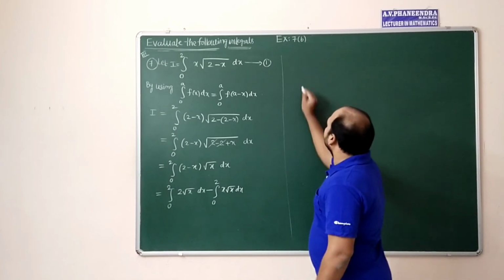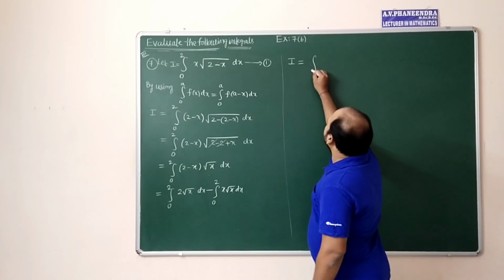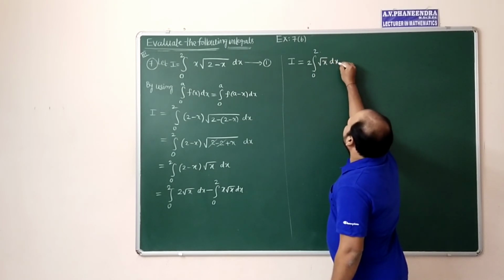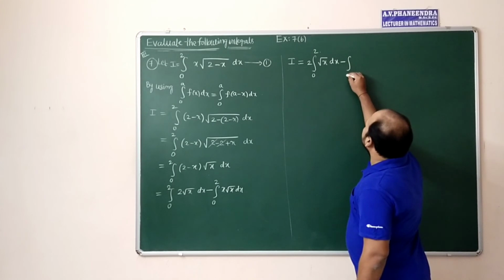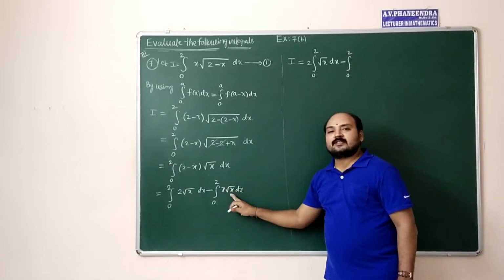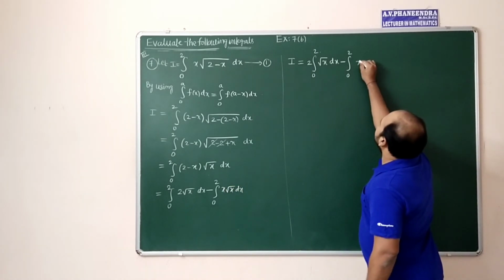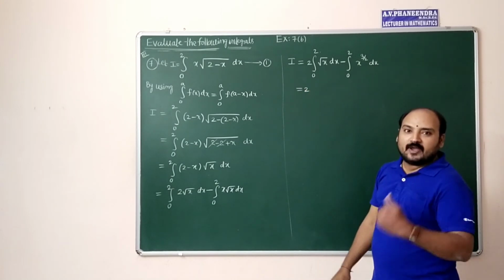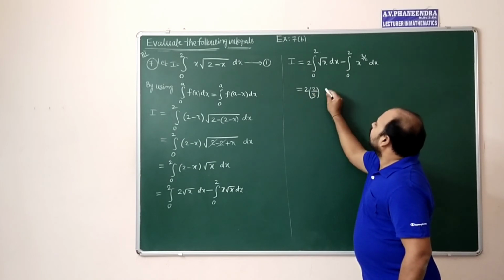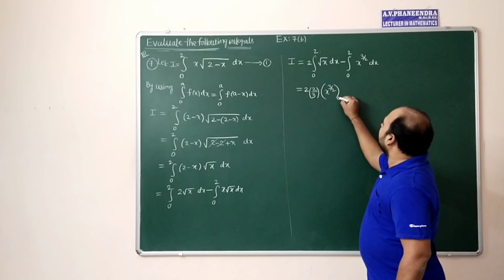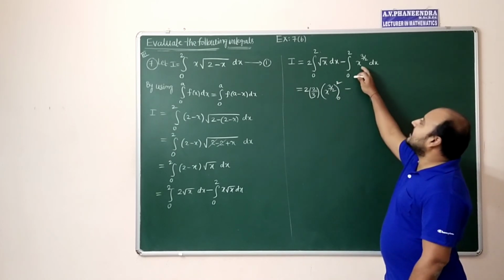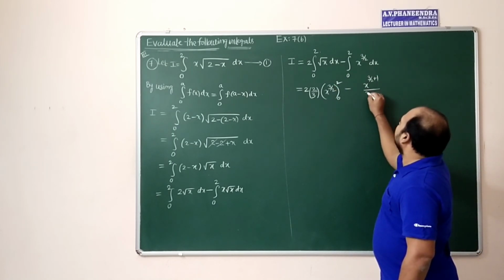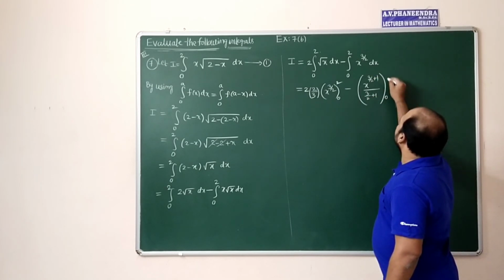So now I equal to integral 0 to 2, constant 2 you can take outside, root x dx minus integral 0 to 2 of x root x. x power is 1, root x is x power 1 by 2, 1 by 2 plus 1 is 3 by 2, so x power 3 by 2 into dx, which is equal to 2 into integral root x, that is 2 by 3 into x power 3 by 2, apply the limit 0 to 2, minus integral x power 3 by 2, that is x power 3 by 2 plus 1 divided by 3 by 2 plus 1. Apply the limit 0 to 2.